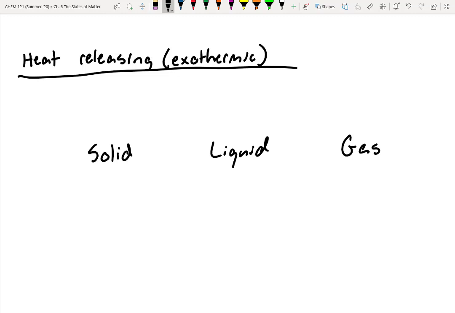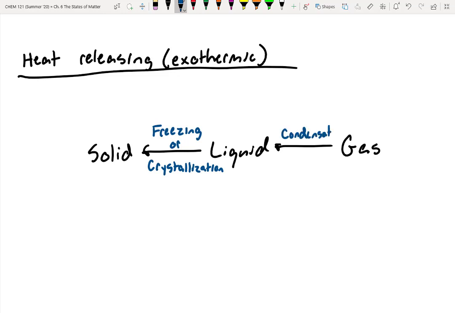So let's imagine this time we're going from a liquid to a solid. Well, if you think about that, that's just called freezing or crystallization. So we can take liquid water and freeze it, or in some cases, we'll call it crystallization. And same thing, we can go from gas to a liquid. This is called condensation. You may see it shown as liquefaction. I normally just teach condensation because that's the term we're most used to.